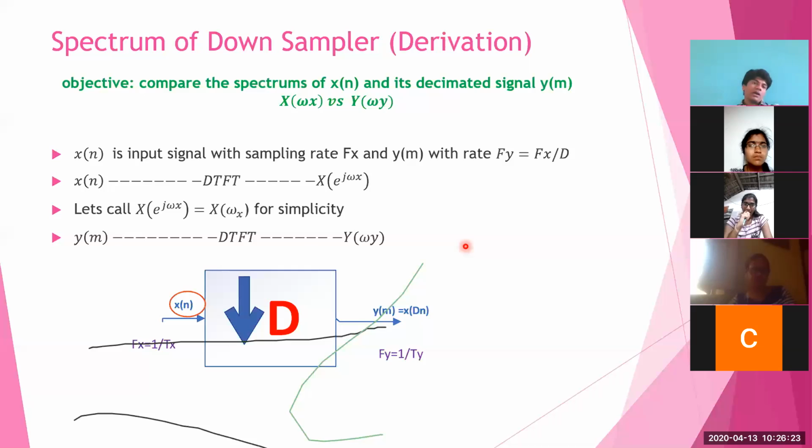Now, as you can see here in this circle, I have this input sequence x of n. Now we will find its spectrum. Then this input sequence is decimated by a factor of D, and I am getting this y of m, that is my decimated sequence. I have to find its DTFT, or we can say the spectrum. Now we will compare how the spectrum of a decimated signal compares with the original sequence.